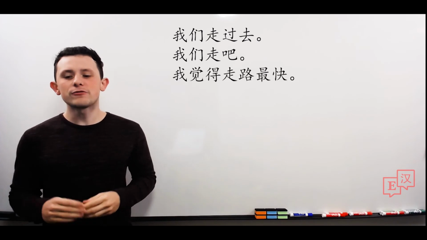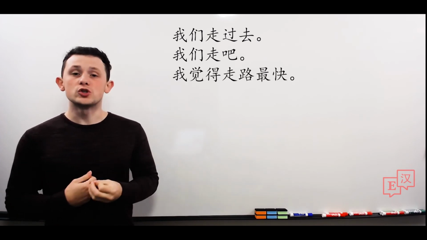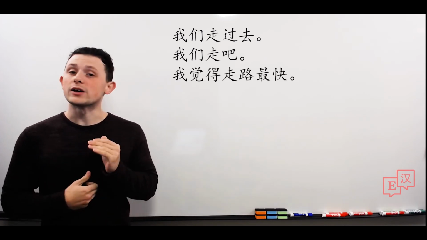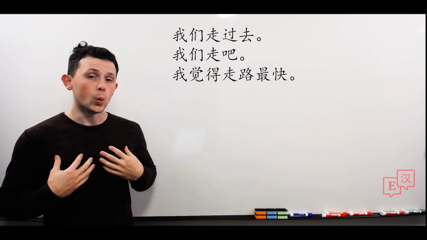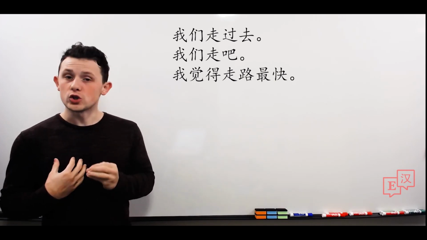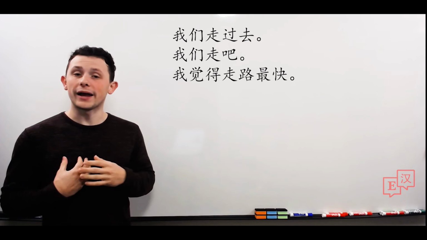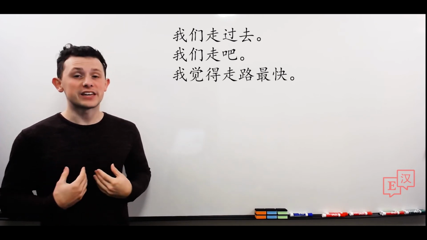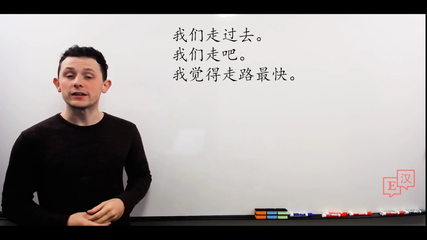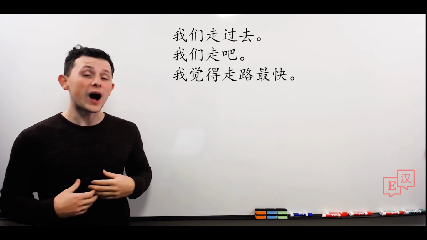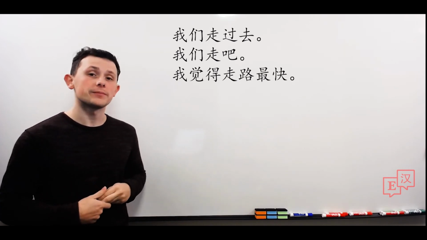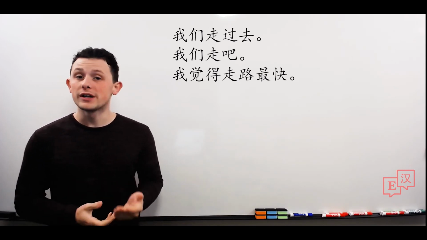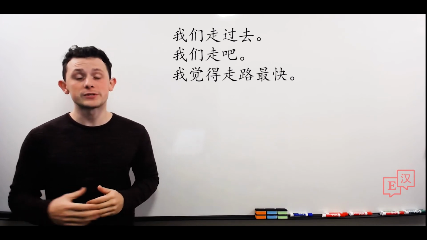Next, we have 我觉得走路最快. 我觉得走路最快. Literally, I think that, or I feel that, walking fastest. So I think that walking is the fastest method. Now this is going to lead us into our next piece, talking about verbs and objects.